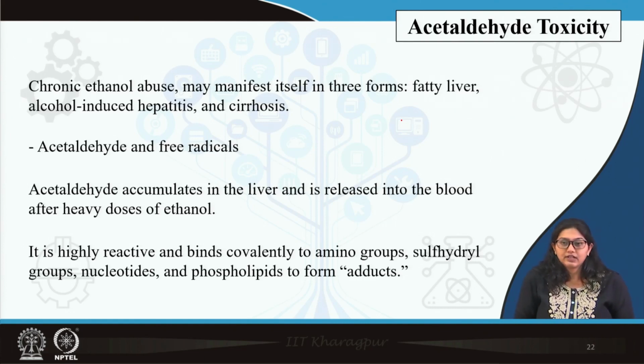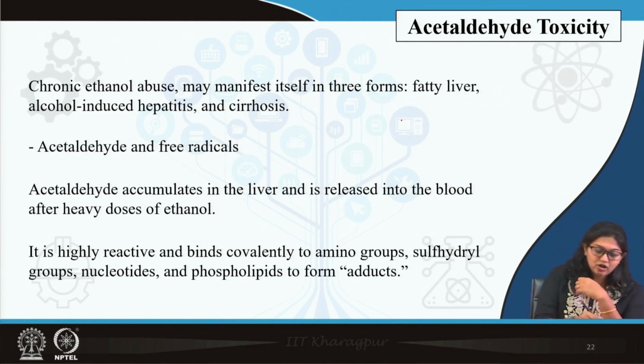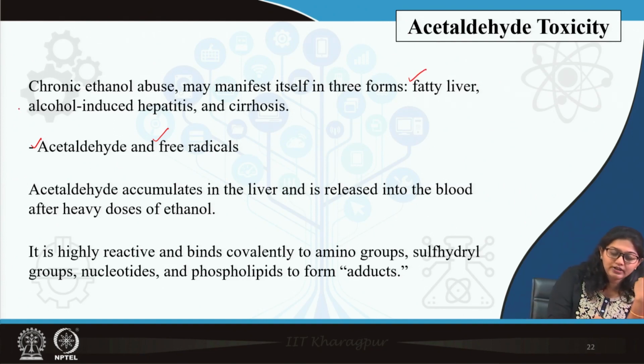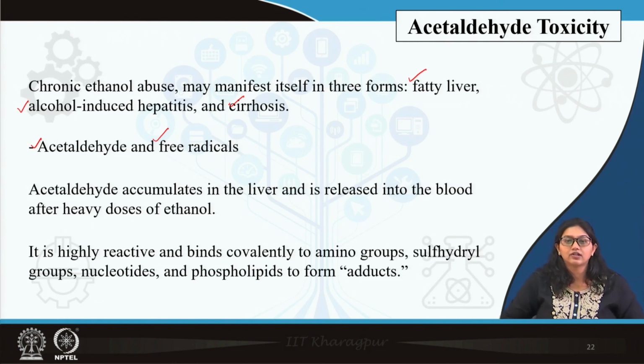So, we have discussed how the acute toxicity occurs from alcohol. Now, we are coming to chronic ethanol toxicity. Chronic ethanol toxicity is mostly the effect of acetaldehyde, the intermediate, and also free radicals which are generated during alcohol metabolism. Now, the effects of chronic alcoholism are manifested in 3 different forms: fatty liver, alcohol induced hepatitis and cirrhosis. Fatty liver is the accumulation of lipid in the liver, which when it undergoes inflammation causes hepatitis, and then finally there is fibrosis and tissue damage in the liver, which causes cirrhosis. So, these are the chronic effects of alcohol over our body.